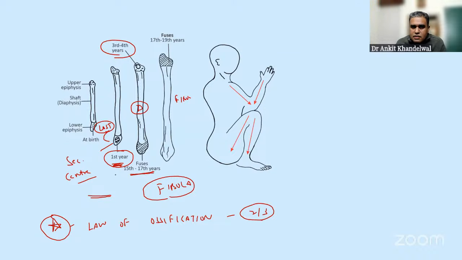Okay, and you can see this is fusing at 15th, 17th year. And the upper end epiphysis is fusing in 17, 19. That's the only exception that you should know. But a law of ossification also comes. And there's the milking cow position. Here the direction of the nutrient foramens. So you should know this also.